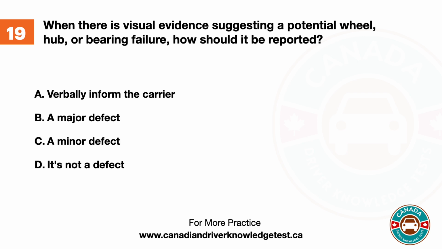Question 19. When there is visual evidence suggesting a potential wheel, hub, or bearing failure, how should it be reported? A. Verbally inform the carrier. B. A major defect. C. A minor defect. D. It's not a defect. The answer is B. A major defect.